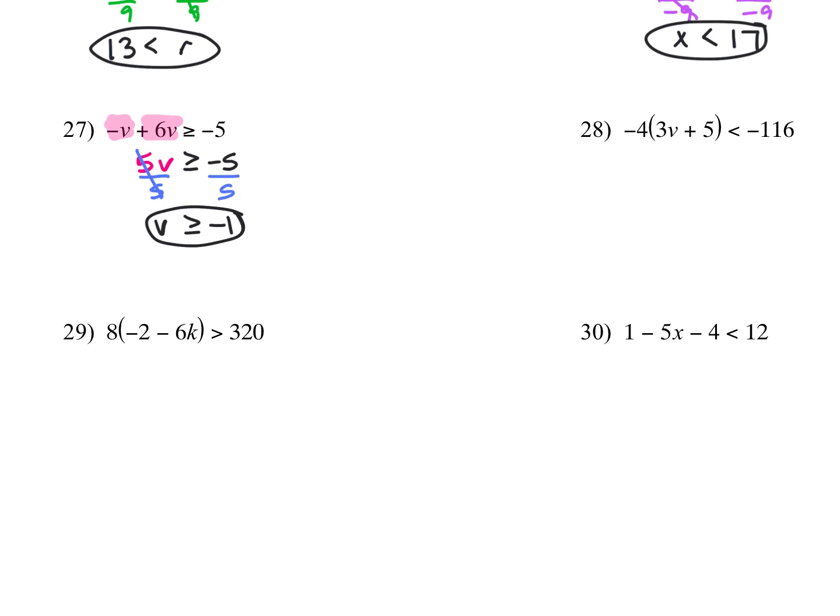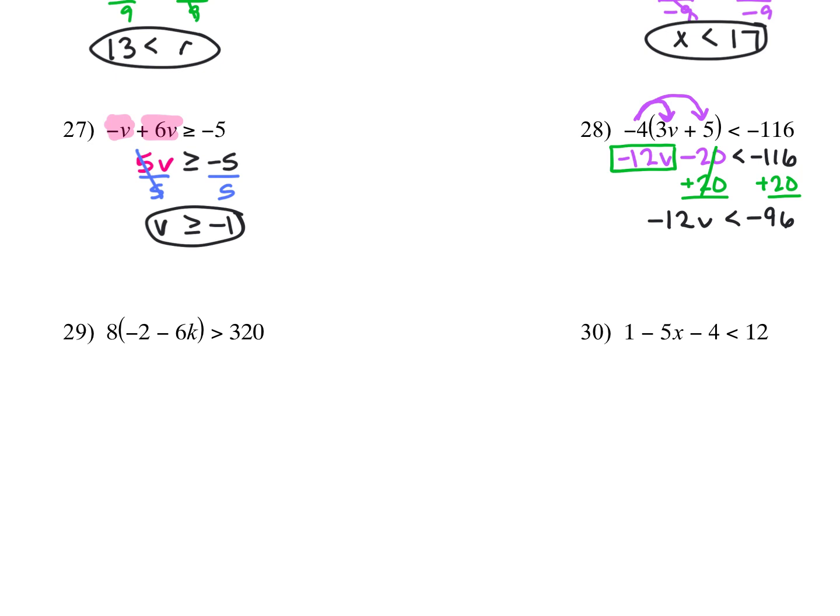Number 28, we can do the distributive property first. We're going to distribute or multiply this negative 4 to each term in the parenthesis. So negative 4 times 3v is negative 12v. Negative 4 times positive 5 is negative 20. And we'll just bring down that less than negative 116. We've now got a two-step inequality. So we're going to box in this v term. We want it by itself, so we're going to get rid of the negative 20 by adding 20 to both sides of the inequality. We get negative 12v is less than negative 96.